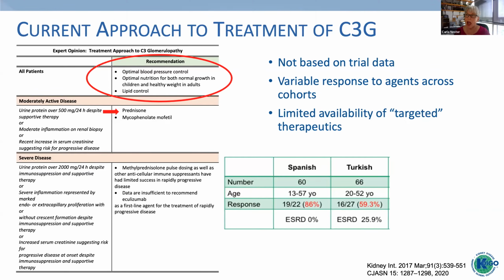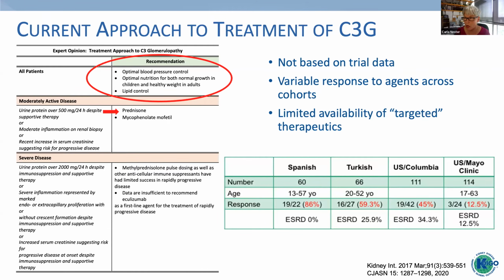At the time of the evaluation, what the literature would support, in a Spanish cohort and a Turkish cohort, was 120 plus patients with response rates of 86 and 59%. So in a setting where you don't have the capability of using anything more targeted, this sounds like pretty good results. Shortly after that presentation, we discovered that there were a couple of US cohorts that did not have quite the same response rate.